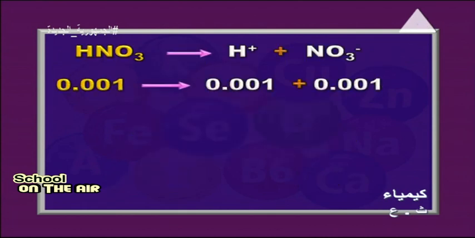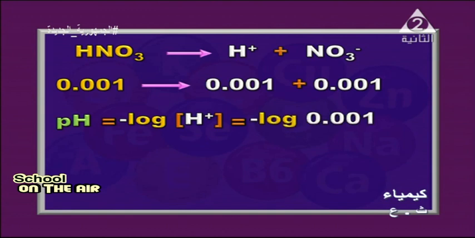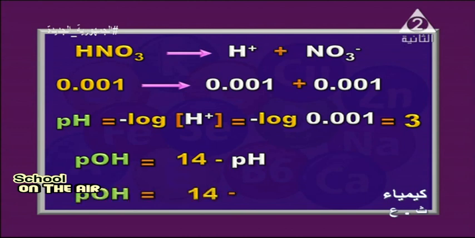As we know, nitric acid ionizes giving hydrogen ion and nitrate ion, and both of them have the same concentration as nitric acid, 0.001 molar. So pH equals negative log of the concentration of hydrogen ion. So pH equals here 3, as shown on the screen. Then pOH equals 14 minus pH. So 14 minus 3 equals 11.